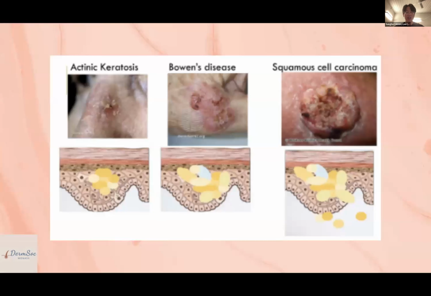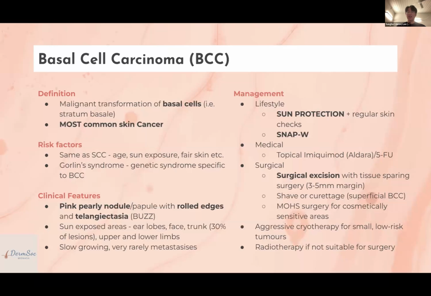So this is just a summary diagram showing the different stages and progression to the squamous cell carcinoma from AK. So that's the summary for the squamous carcinoma side of things.